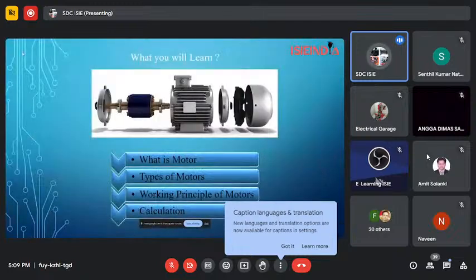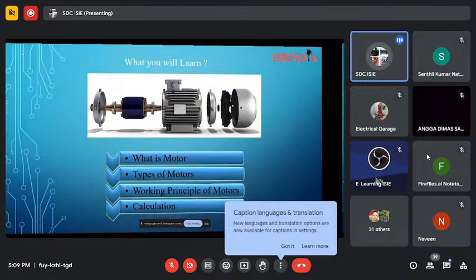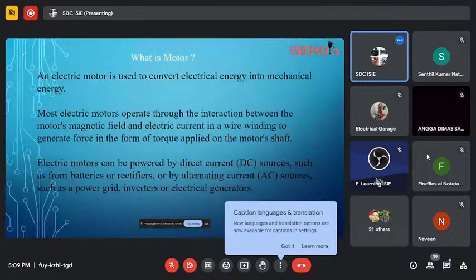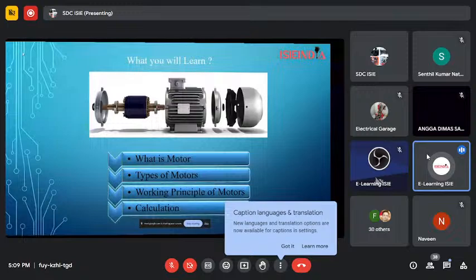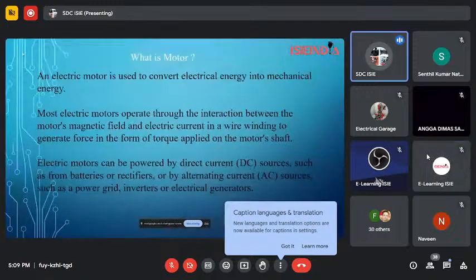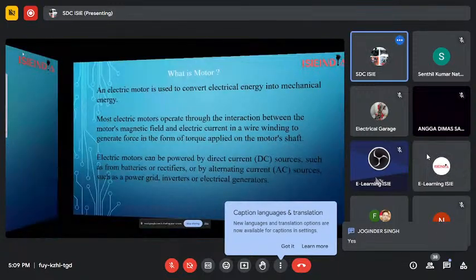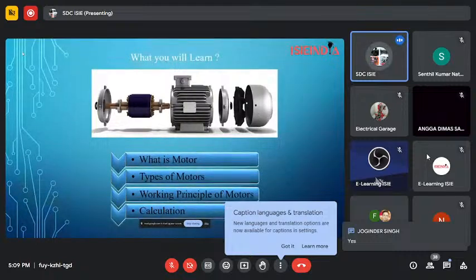See, these are the things we are going to learn today. Are the slides visible and changing now? Yes, it is visible. Are they changing as well? Yes. Okay. So these are the things we are going to learn today. We are going to see what a motor is.